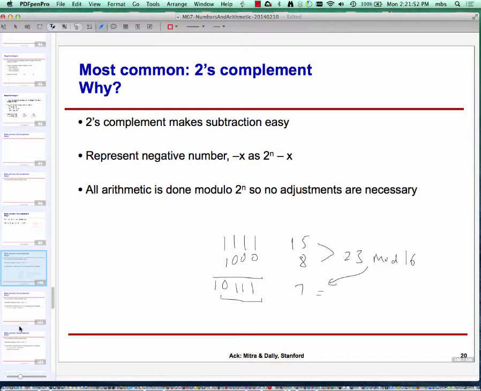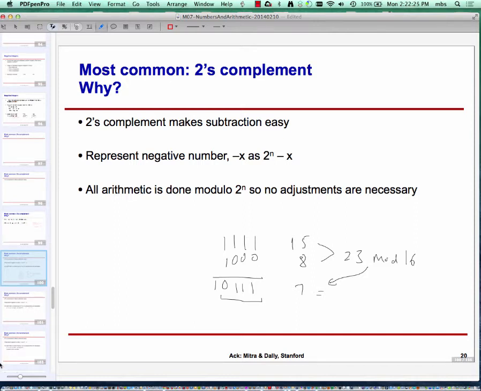But what is 16 modulo 2 to the power 4? It's 0, right? Which is another way of saying that I'm going to ignore the carry out. So if I do arithmetic with an n-bit adder, and I ignore the carry out, then the effect is as if I'm doing addition modulo 2 to the power n. That act of ignoring the carry out corresponds to doing an operation modulo 2 to the power n.